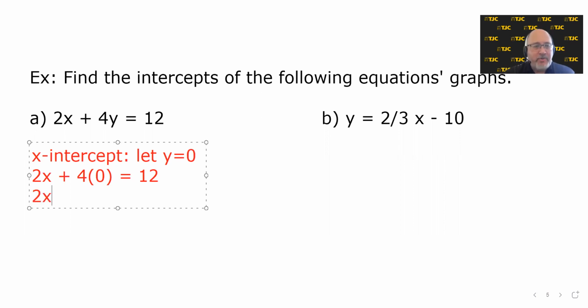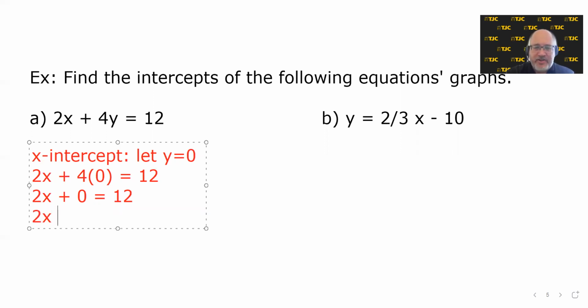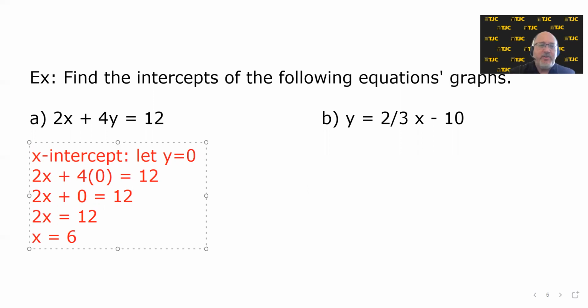If we solve for x, we get 2x. Well, first, 4 times 0 is 0. But when you add 0 to something, it doesn't change anything. I'll see people subtract 0 from both sides of this equation. I think it's kind of funny. We get 2x equals 12. And if we divide both sides by 2, we get x equals 6.